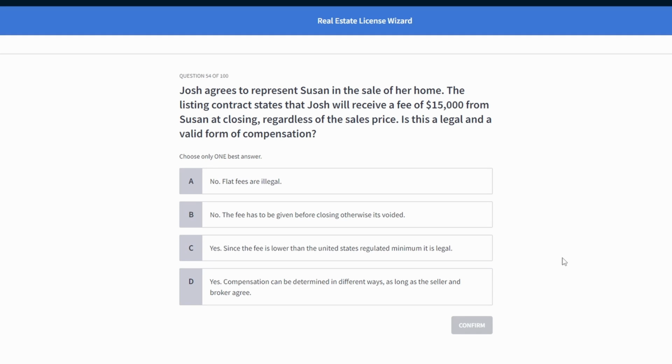Josh agrees to represent Susan in the sale of her home. The listing contract states that Josh will receive a fee of $15,000 from Susan at closing, regardless of the sales price. Is this a legal and valid form of compensation? It gives us 4 options. A, no, flat fees are illegal. B, no, the fee has to be given before closing, otherwise it's voided. C, yes, since the fee is lower than the United States regulated minimum, it is legal. Or D, yes, compensation can be determined in different ways as long as the seller and broker agree. Alrighty, take a second moment, time to figure it out.